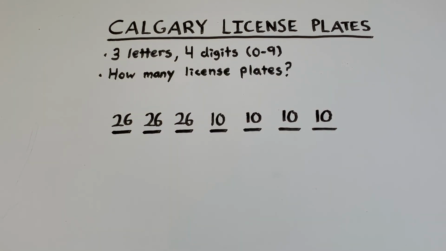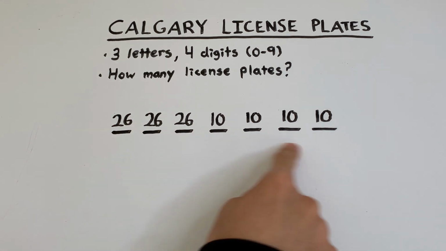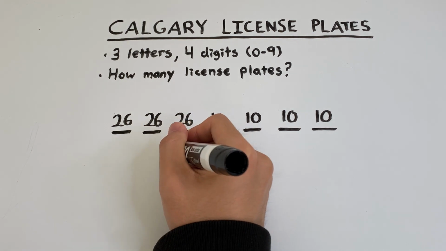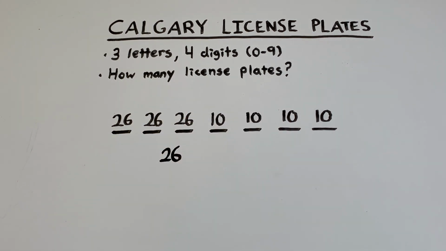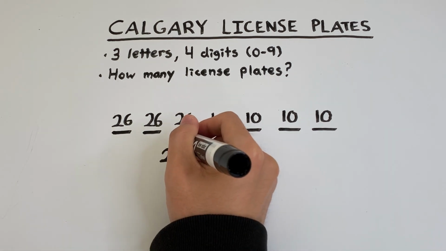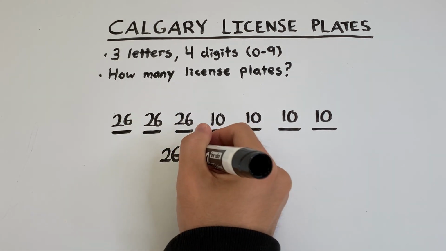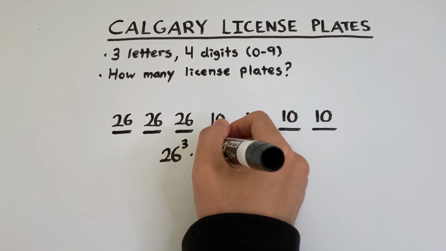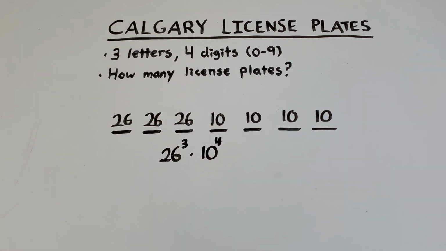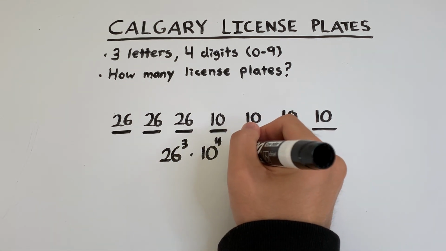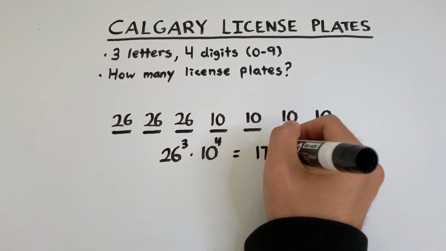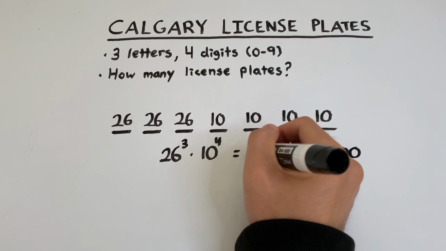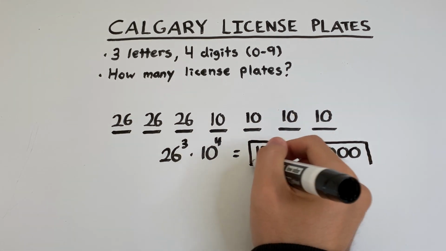So to answer my question, how many license plates are possible? All our choices are independent, so we can multiply them out. So that would be a final answer of 26 times 26 times 26, which is 26 to the power of 3, multiplied by 10 times 10 times 10 times 10, which is the same as 10 to the power of 4. Which gives a final answer of 175,760,000 possible license plates that can be made in Calgary.